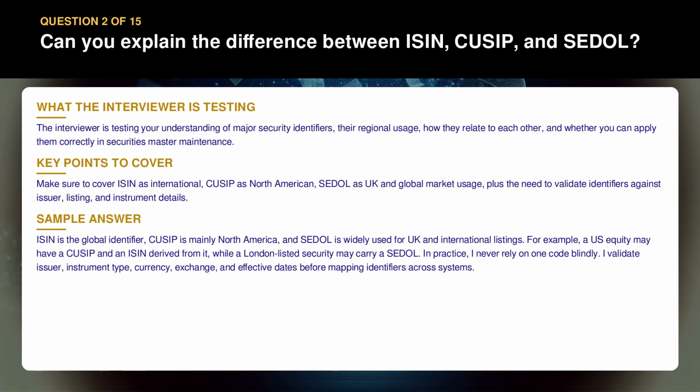ISIN is the global identifier, CUSIP is mainly North America, and SEDOL is widely used for UK and international listings. For example, a US equity may have a CUSIP and an ISIN derived from it, while a London-listed security may carry a SEDOL. In practice, I never rely on one code blindly. I validate issuer, instrument type, currency, exchange, and effective dates before mapping identifiers across systems.